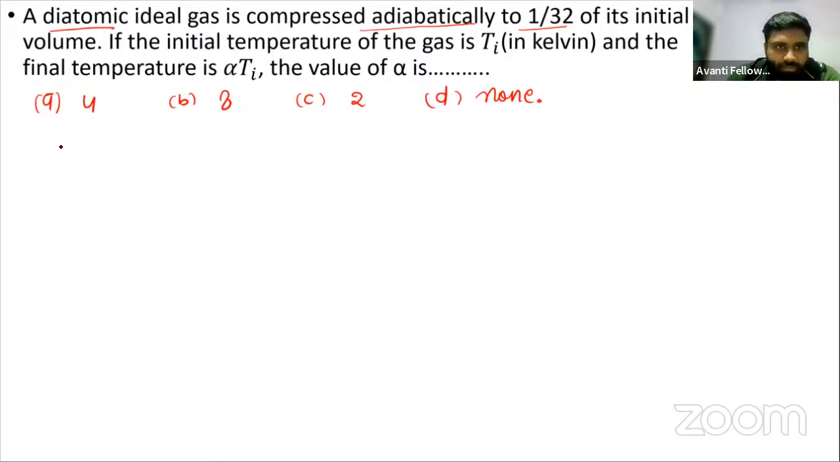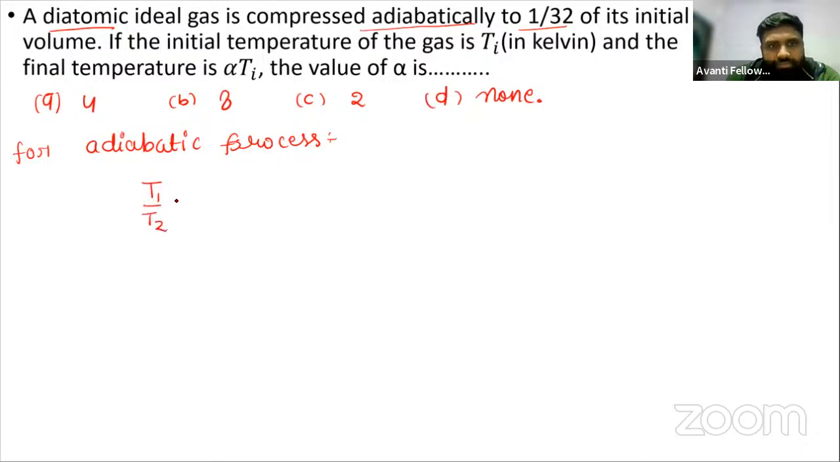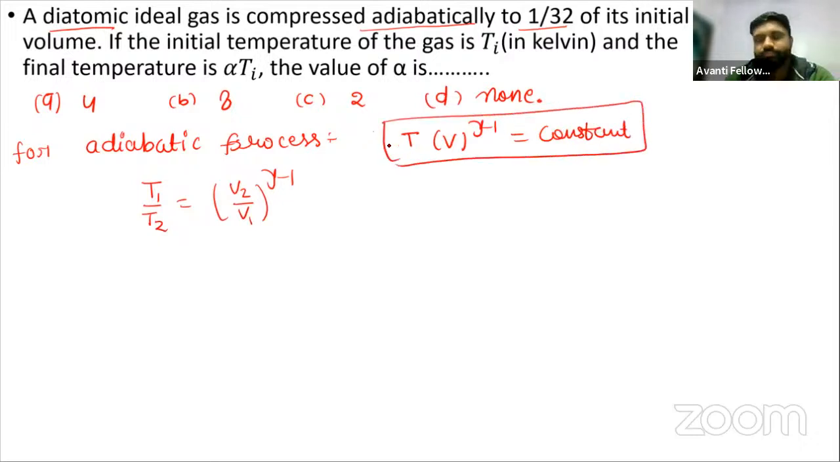Now we all know that for an adiabatic process, T1 by T2 is equal to V2 by V1 raised to the power gamma minus 1. Or simply, in general, you can write T V raised to the power gamma minus 1 is equal to a constant. This is another form of the adiabatic process.